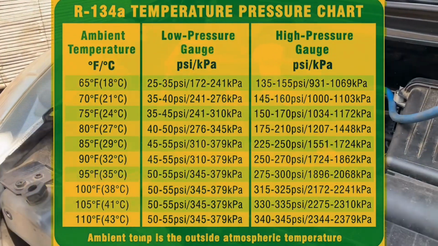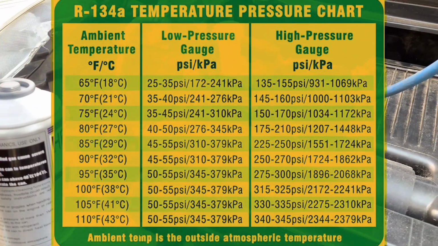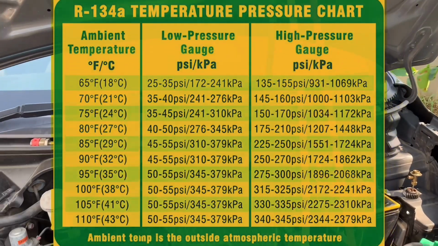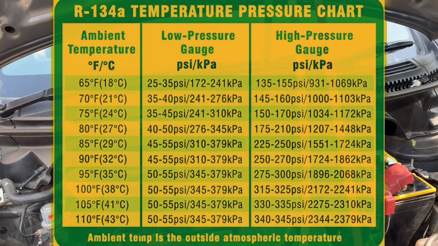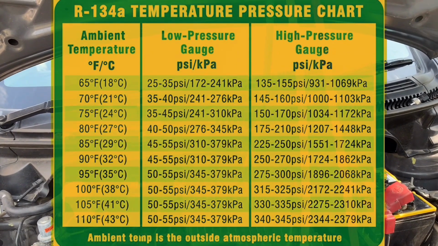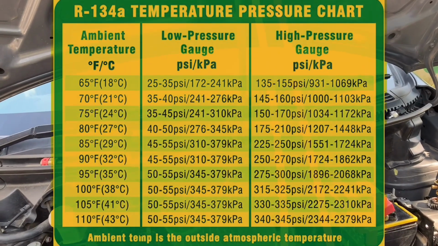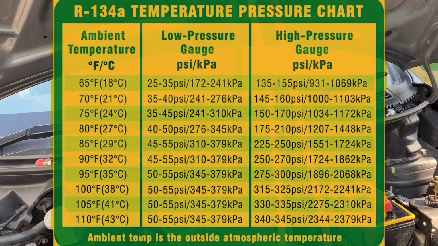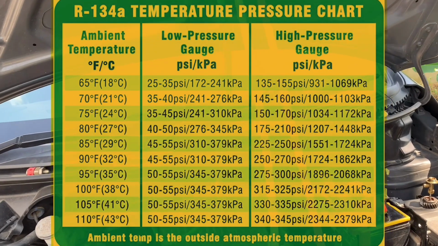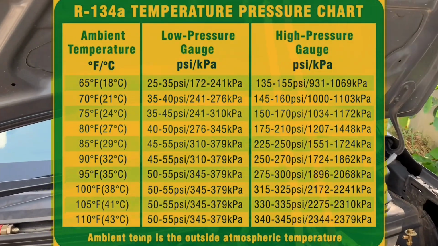First you check the temperature in your area that day. If you don't know, you can check Google about the weather temperature. For example, in my area right now the temperature is 29 Celsius, so I fill low pressure gauge 45 minimum and maximum 55 psi. High pressure gauge 250 minimum and maximum 270 psi.